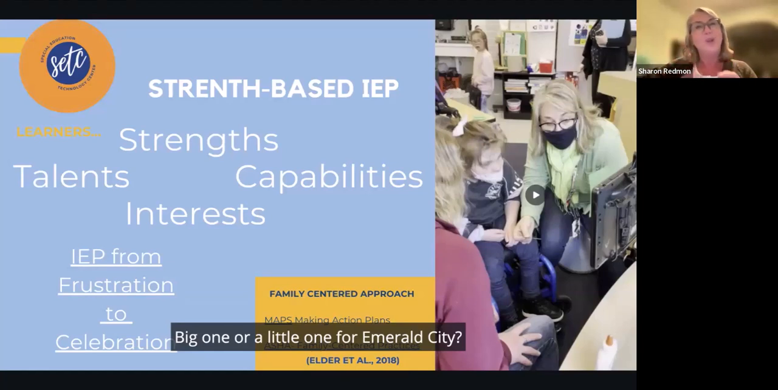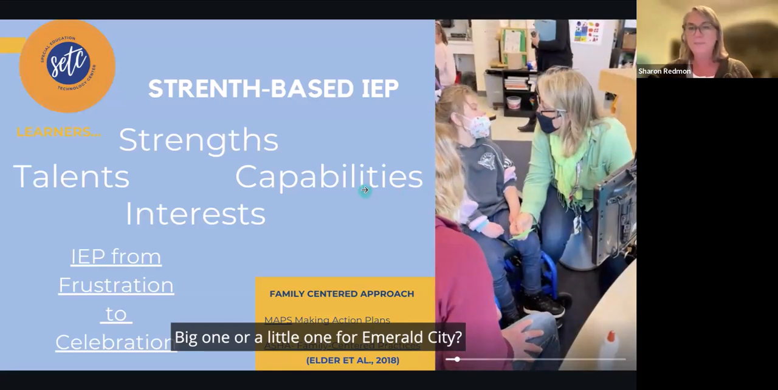It's also about starting where the student is at. Where is she at? Instead of starting where we want her to be years from now, we really need to start at where our student is at. What are their strengths? What are their talents? What are their interests? So here's Callie.